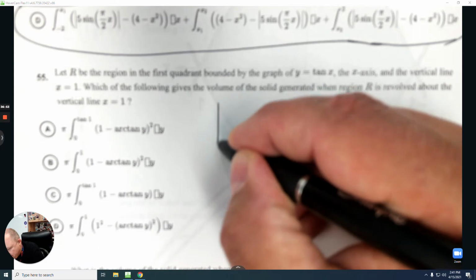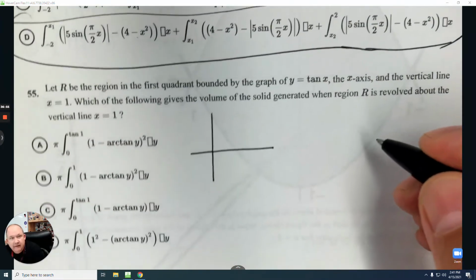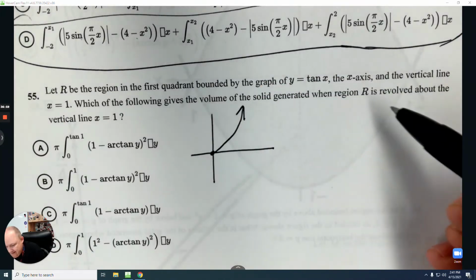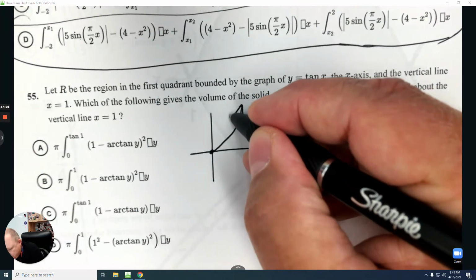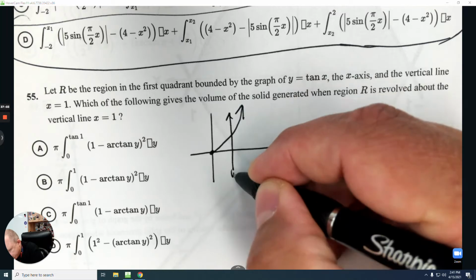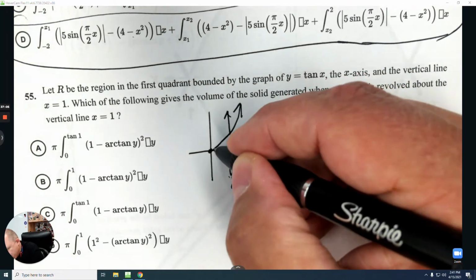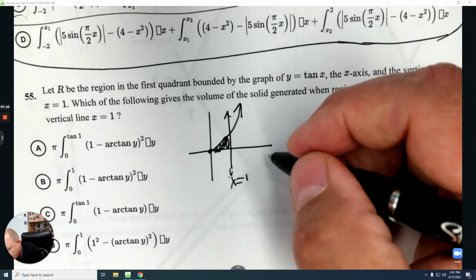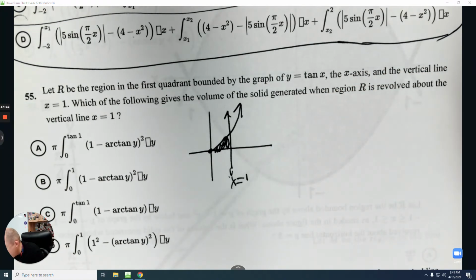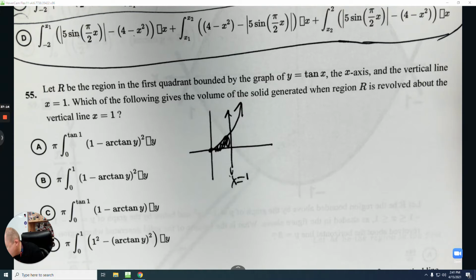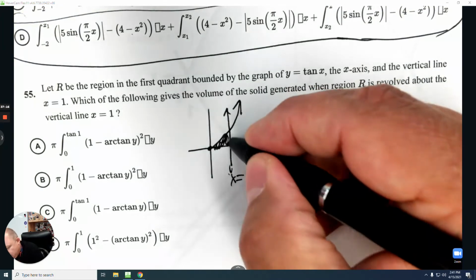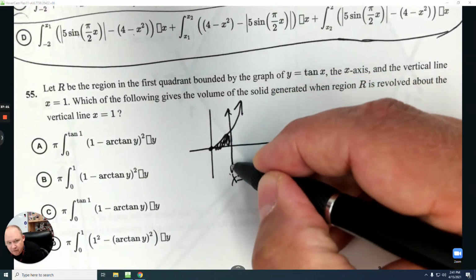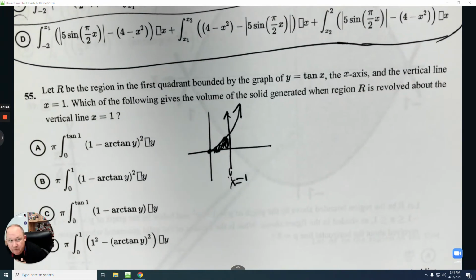Okay, we're going to graph this. So tangent starts in the middle and then curves up to the right. X equals 1 is somewhere here. And this is the area that we're revolving about the vertical line, x equals 1. So you're taking this area, revolving around x equals 1. So when we revolve around a vertical line, it needs to be in terms of y.